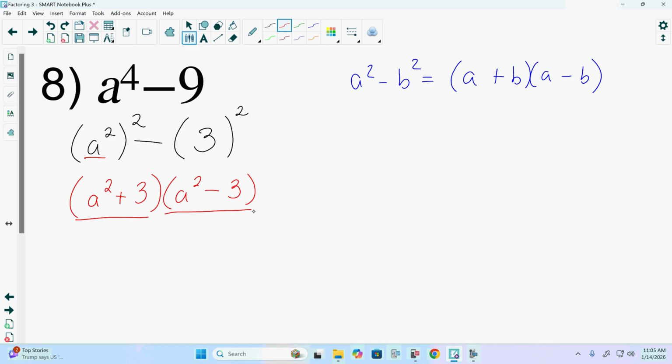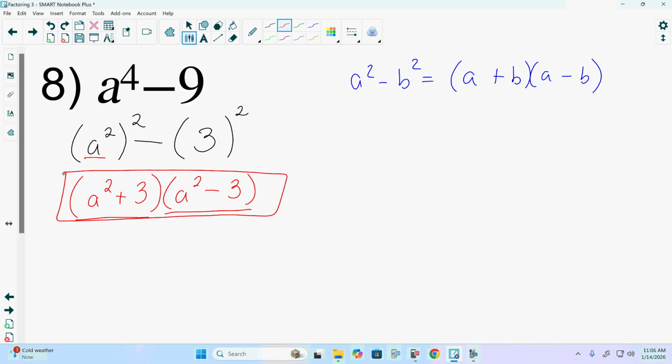But the other set of parentheses, we do have a difference. We have two things being subtracted. A squared is a perfect square, yes? A times A. Is 3 a perfect square? No. So this does not factor any further. That is the final answer. A squared plus 3 times A squared minus 3. That is as simplified as it gets.